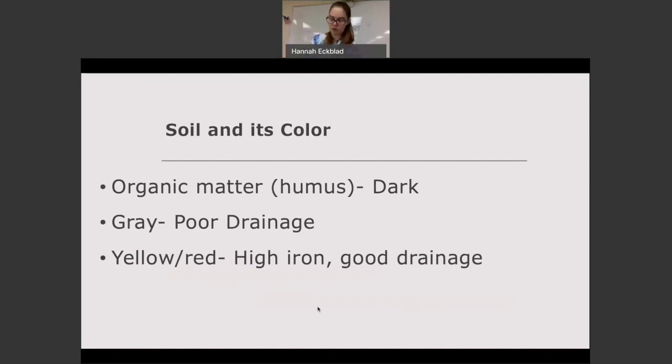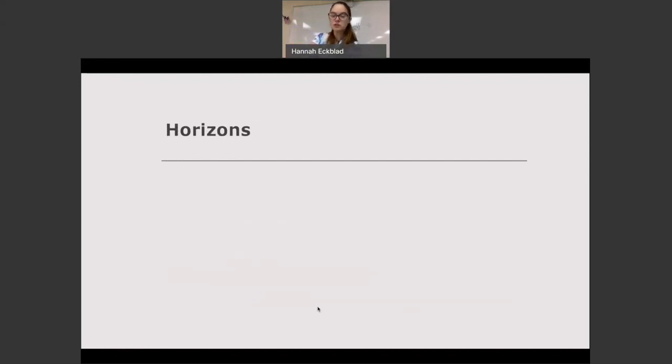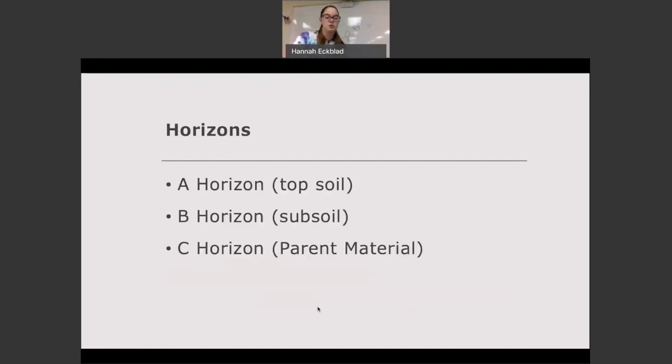There's something called the Munsell book, and you can actually use it to compare colors, and that'll tell you so much about soil. However, those books are like $1,000 and not something that I would invest in for a high school, but they're cool. So horizons, again, you don't have to write this slide down because we're going to go more in depth with each horizon.